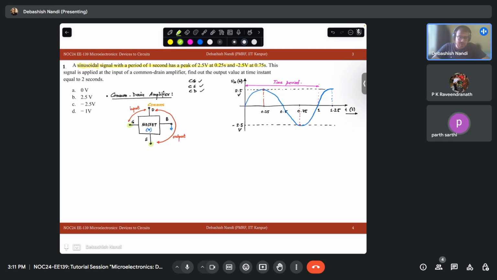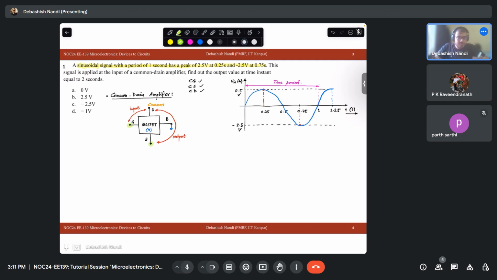Why do we choose gate as the input and source as the output? Gate has a very high impedance, practically infinite. So if I put any input at the source, I cannot get anything out of the gate, right? Because there is an insulator prohibiting any conduction. So that is why generally this is how the thing is.